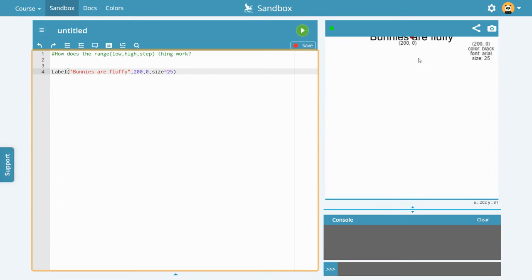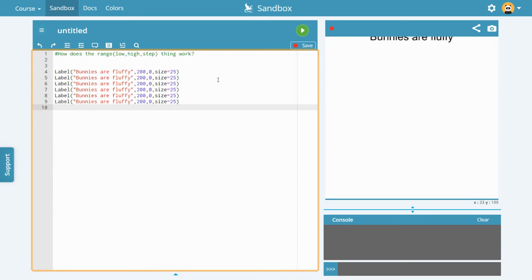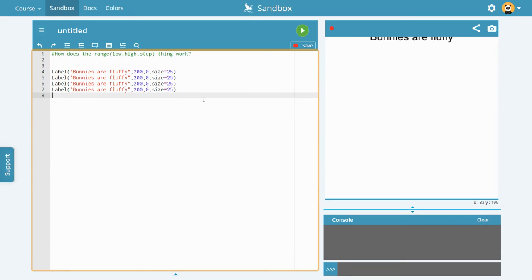I want it to repeat over and over and over again across the canvas. So I could make a new label, copy and paste this a whole bunch of times, and then go and manually change each of these numbers. Let's say I want it to go down by 20s every time, but that's a huge pain in the butt. So we talked about how you can use a for loop instead.